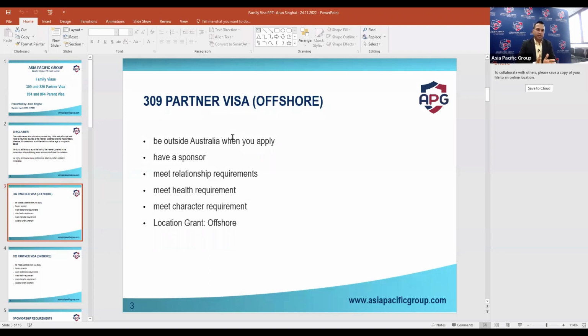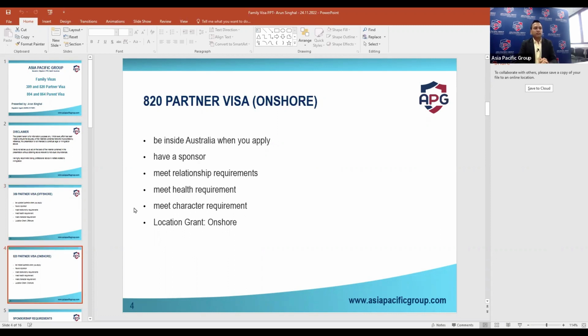The sponsor is usually their partner who sponsors them for the visa. They must meet the relationship requirement, that they are in a relationship as per the migration law. They also need to meet the health requirement and character requirements, as well as the location of grant must be offshore. So even if they come to Australia on a temporary visa after lodging their partner visa, for the visa grant, they have to go overseas again. Currently, we have COVID concessions, so the visa can be granted in Australia, but this can change anytime.